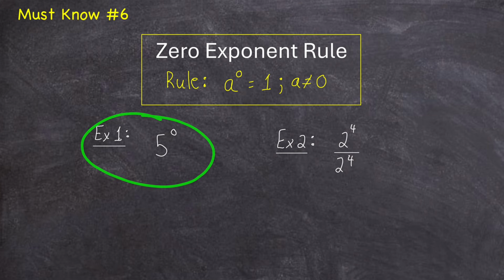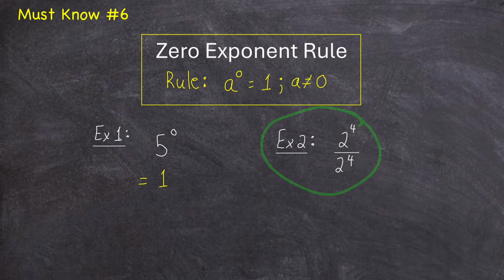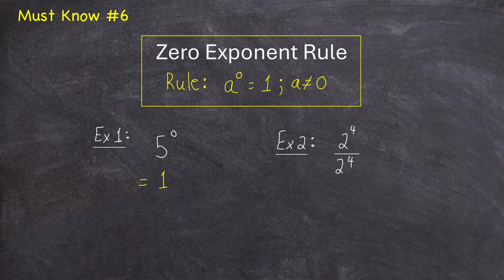Starting with example 1, I just want to evaluate 5 to the power of 0. Well, anything to the power of 0 is 1, so I know this is equal to 1. And then in example 2, I made up an example that I think will illustrate to you why something to the power of 0 is 1. Notice that the numerator and denominator are the exact same. They're both 2 to the power of 4, and anything divided by itself has to be equal to 1. So for that reason, I know that this expression must equal 1.